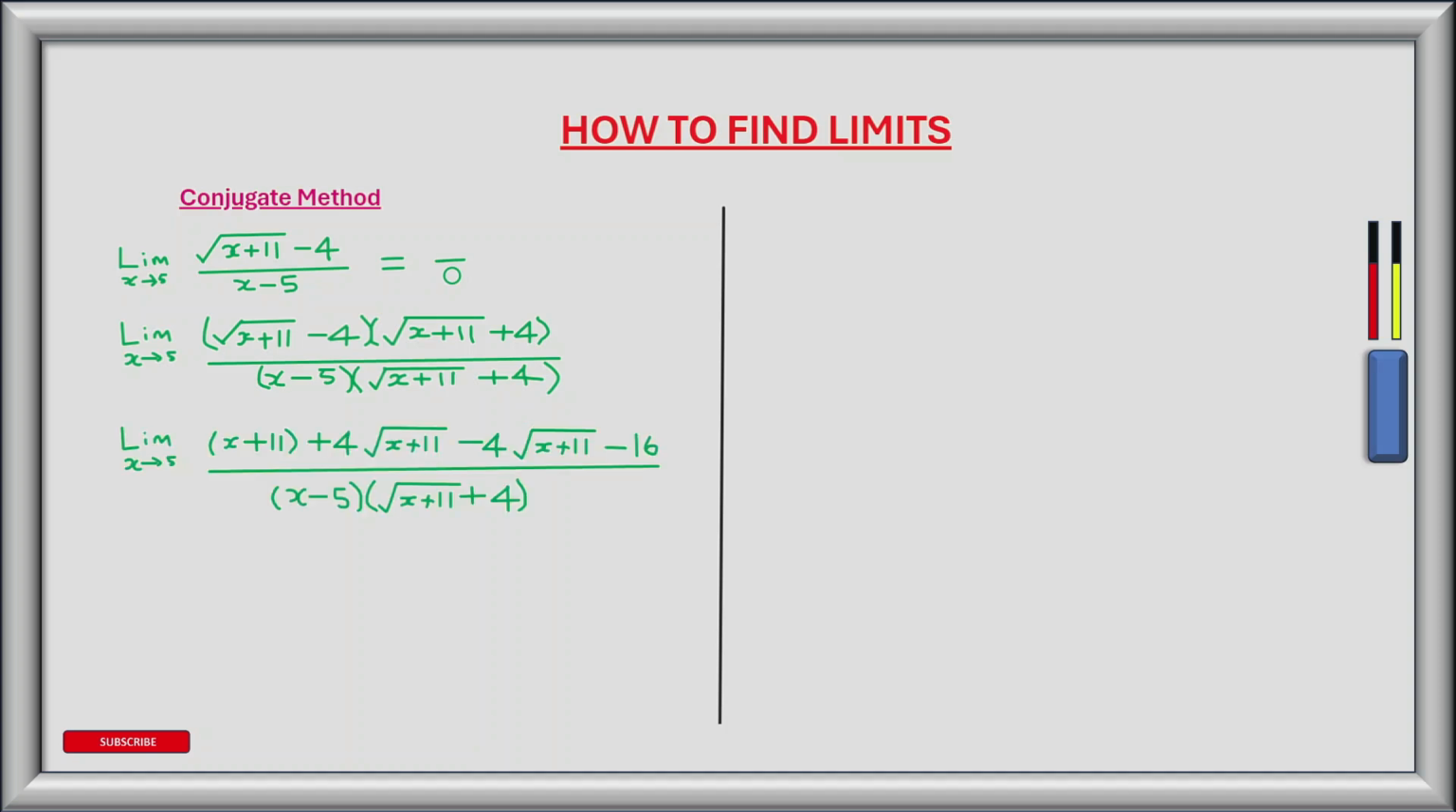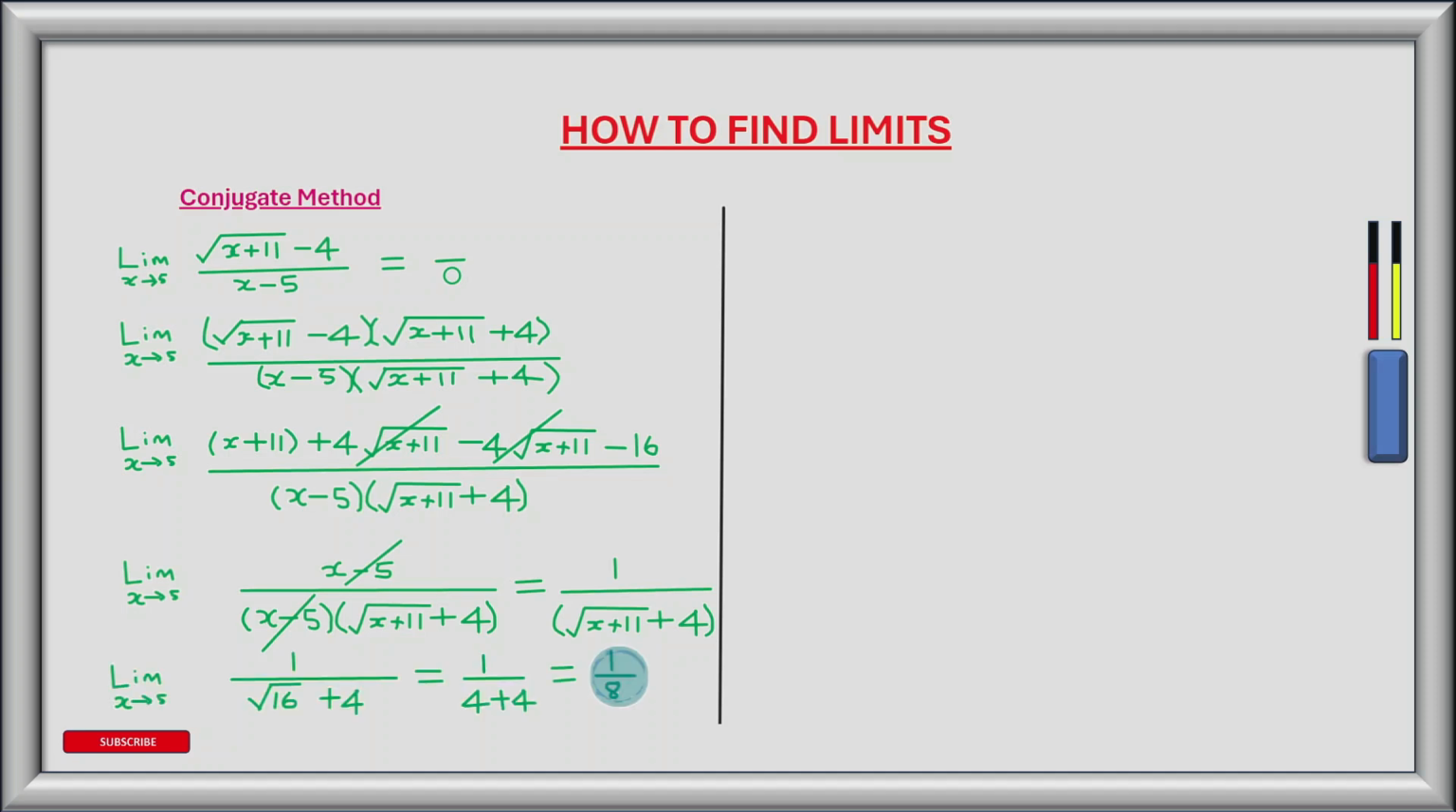If we now expand out the numerator, you'll see that two of the terms cancel each other out. One's a positive and one's a negative. And we're left with, in the numerator, x minus 5, which cancels out with x minus 5 in the denominator, which leaves 1 divided by the square root of x plus 11 plus 4.